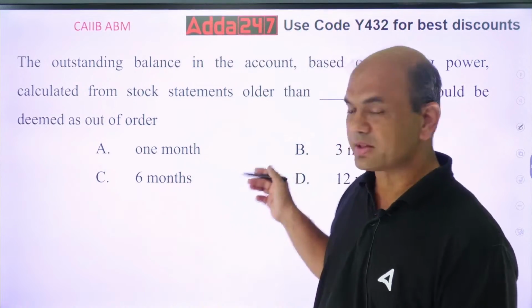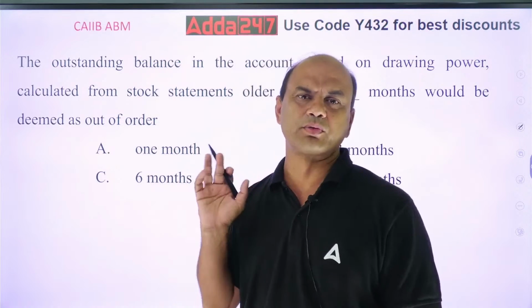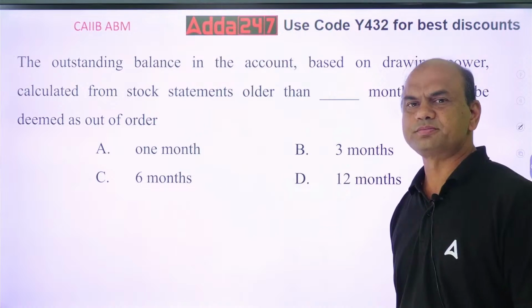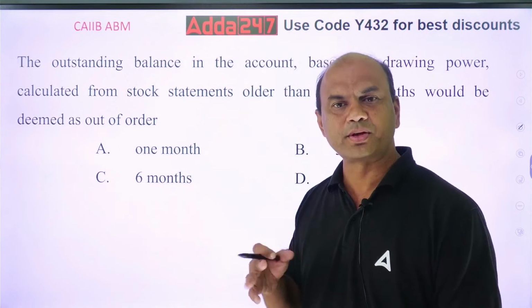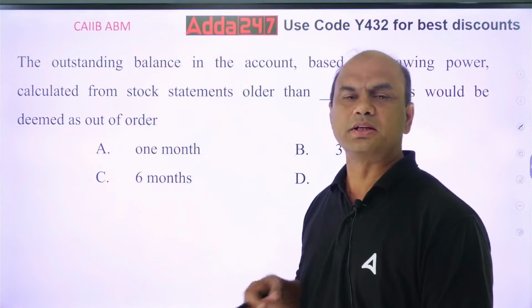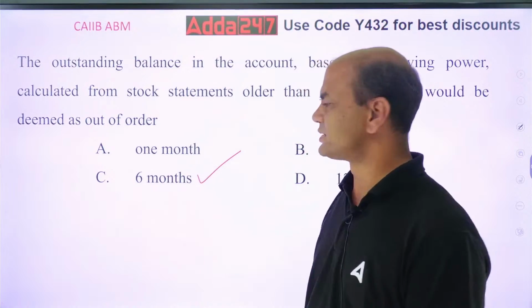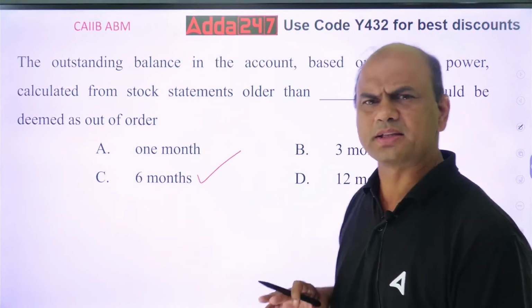So what is the criteria? From where do I say this stock is of no use? Is it 1 month, 3 months, 6 months or 12 months? It depends. Again, every bank will have specific criteria of their own. But generally, what is accepted in banks is 6 months. Up to 6 months you can consider the stock as okay.